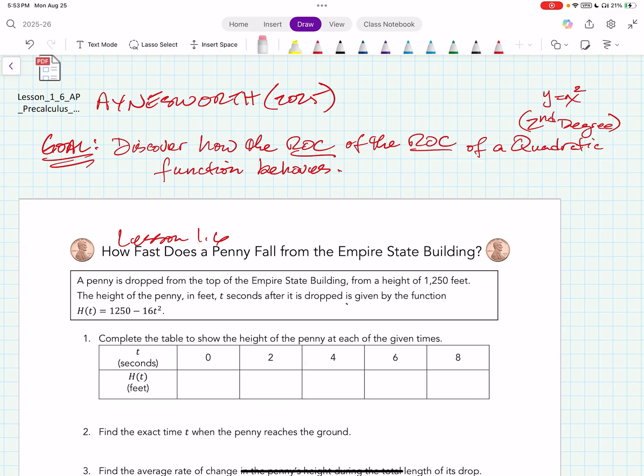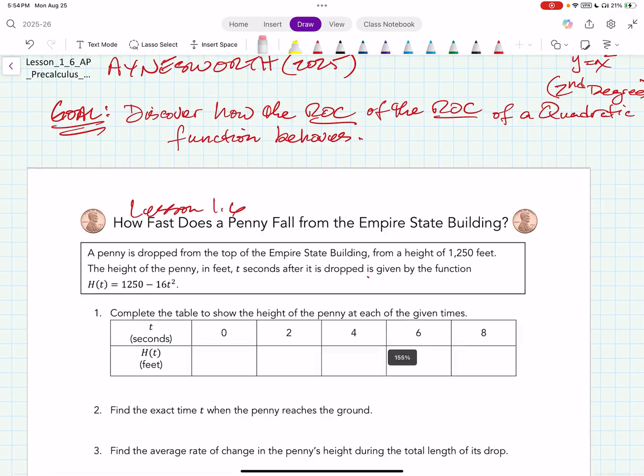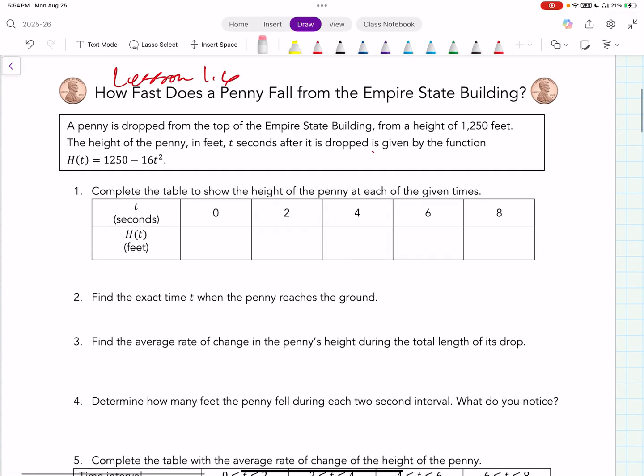In this lesson, dealing with the Empire State Building, which I've actually been to and visited, and it's pretty darn tall too, 1,250 feet tall to be exact, we're going to discover how the rate of change of a quadratic function behaves. Remember, quadratic functions are just these parabolas, these second degree functions that you studied in Algebra 1 and 2. We are going to explore and discover this through this cool lesson. So let's go right into it. Let's read it and let's go for it.